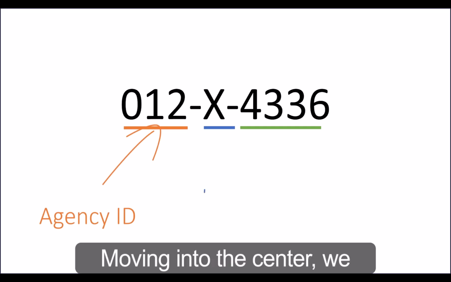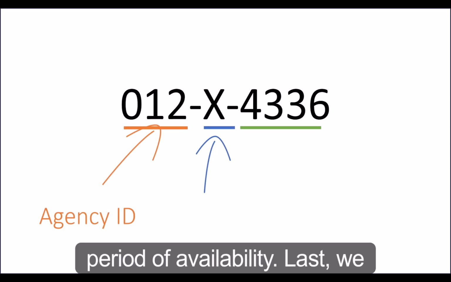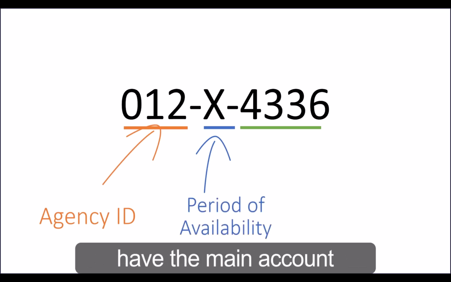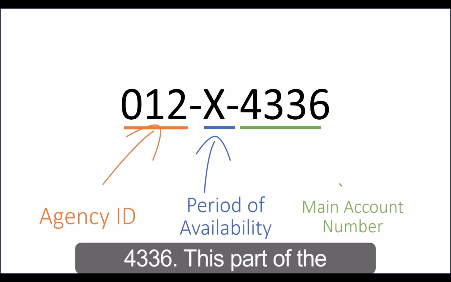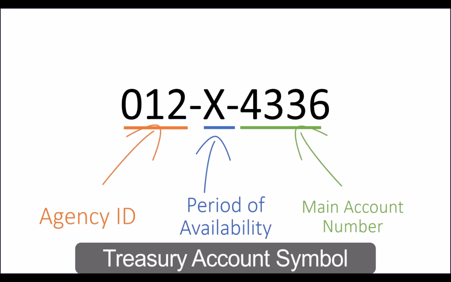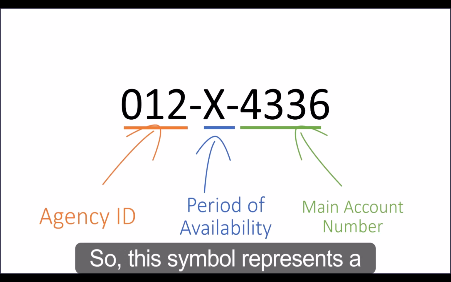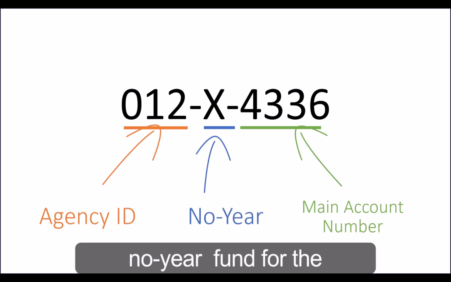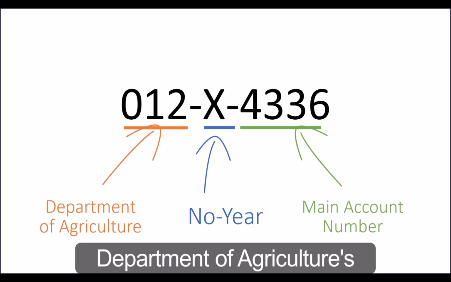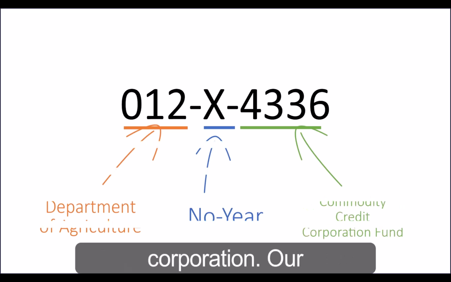Moving to the center, we see X, representing the period of availability. Last, we have the main account number, 4336. This part of the Treasury Account Symbol tells us the fund's purpose. So, this symbol represents a Know Your Fund for the Department of Agriculture's Commodity Credit Corporation.